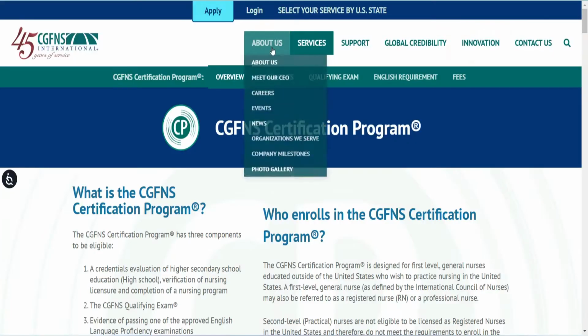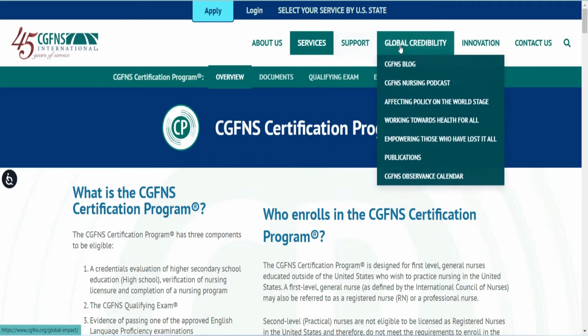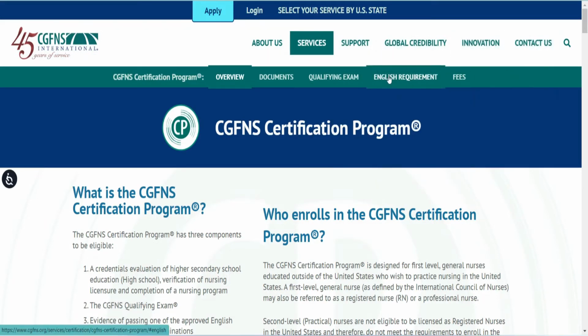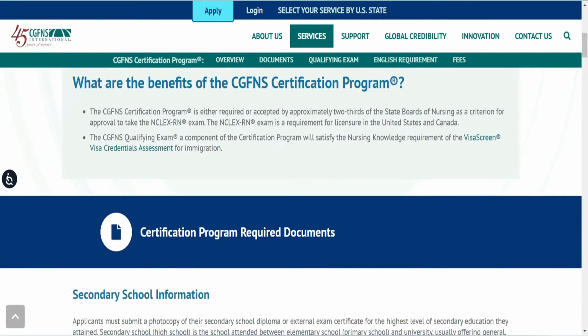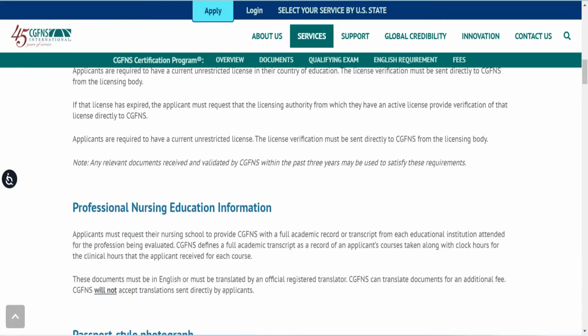Then you will require your credentials to be evaluated by a body known as CGFNS. CGFNS has to evaluate your credentials to ensure that they are on par with United States education standards. CGFNS will then give you a visa screen. A visa screen says that you've taken the necessary tests, your credentials have been evaluated, and you're legally allowed to practice as a medical technologist in the United States of America.